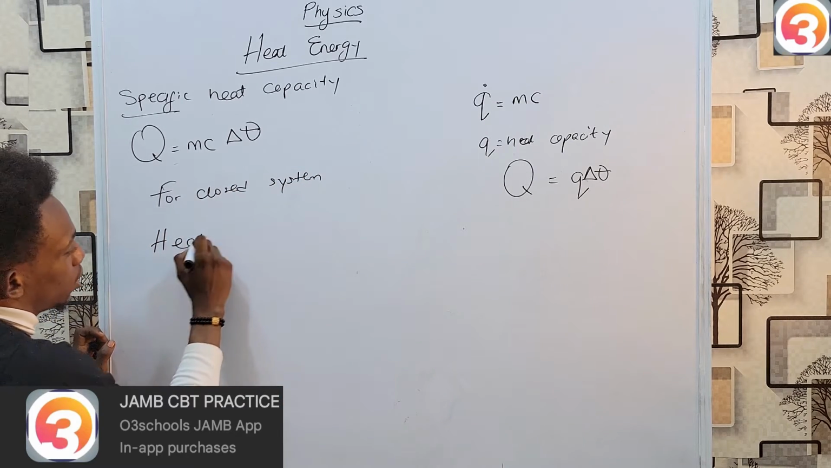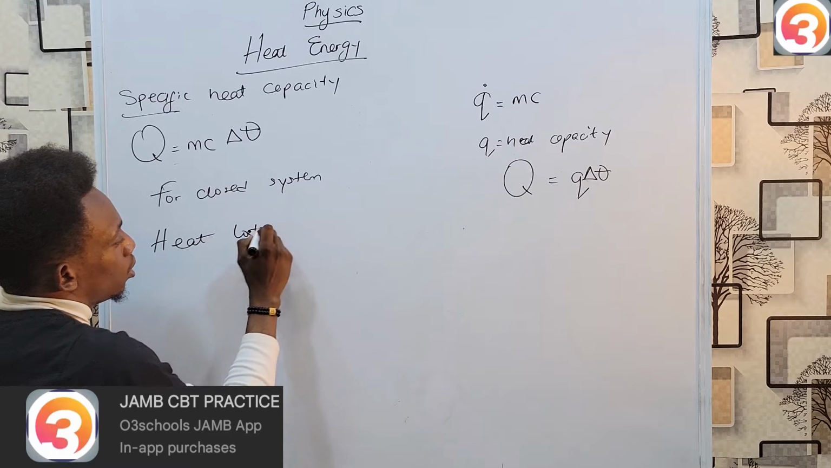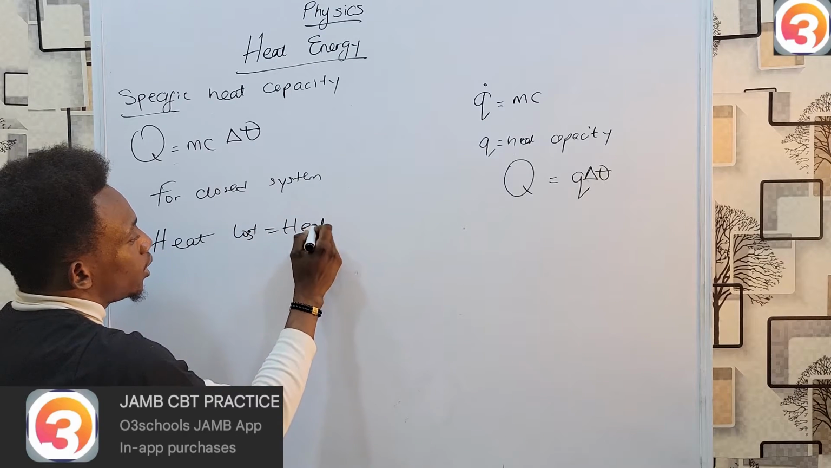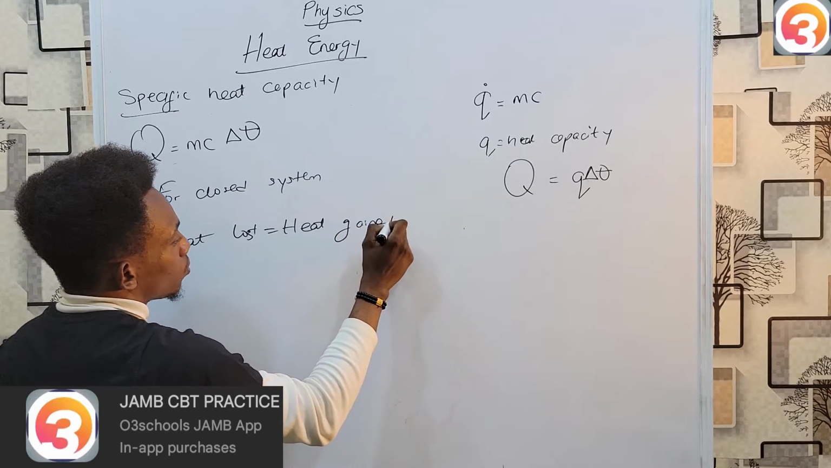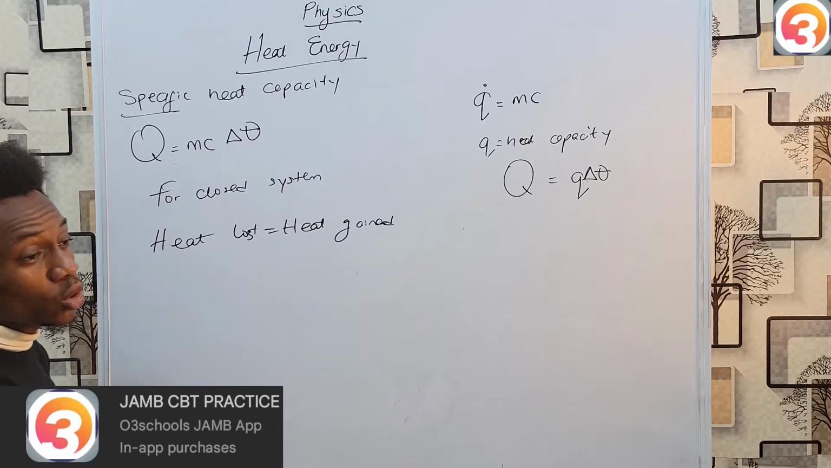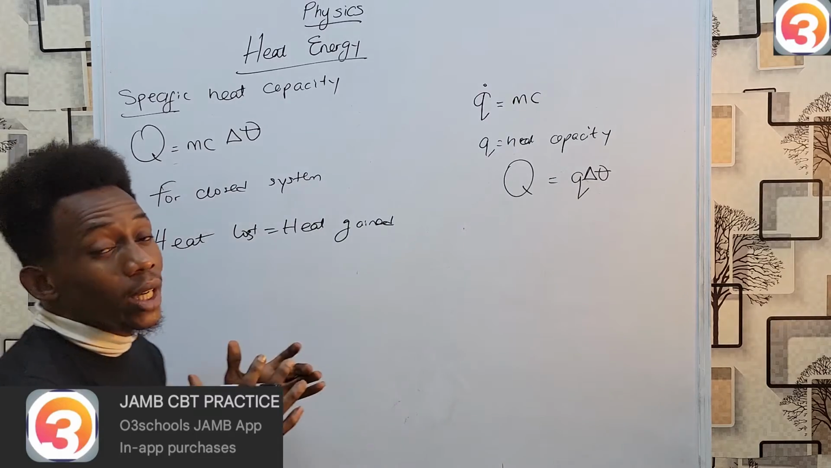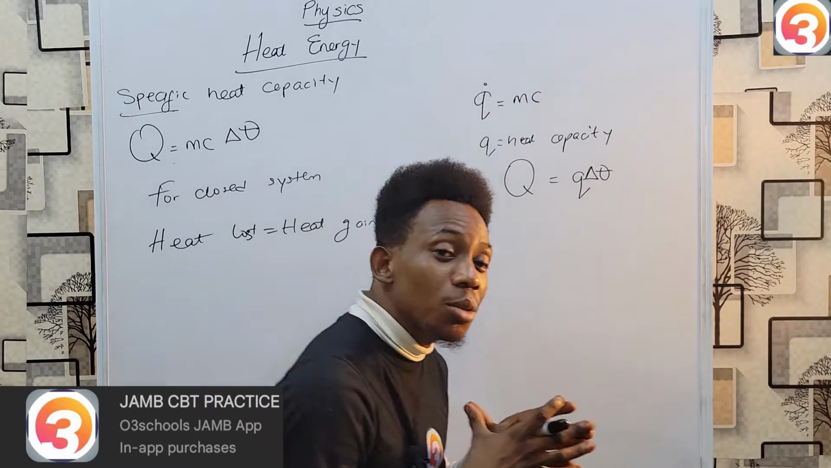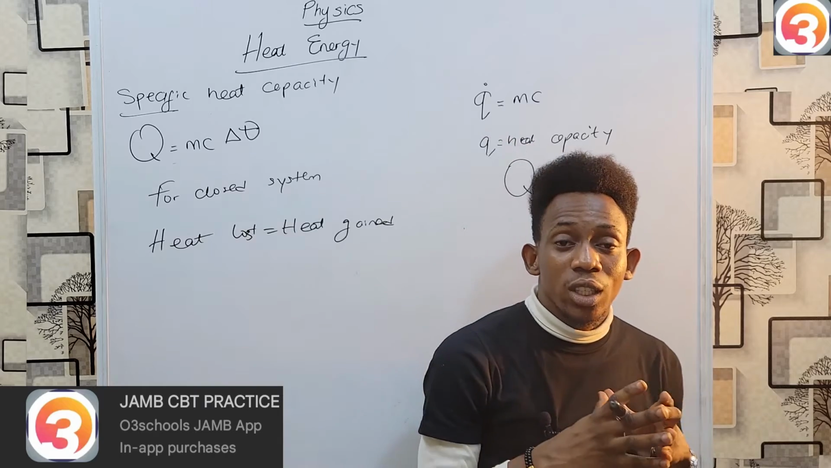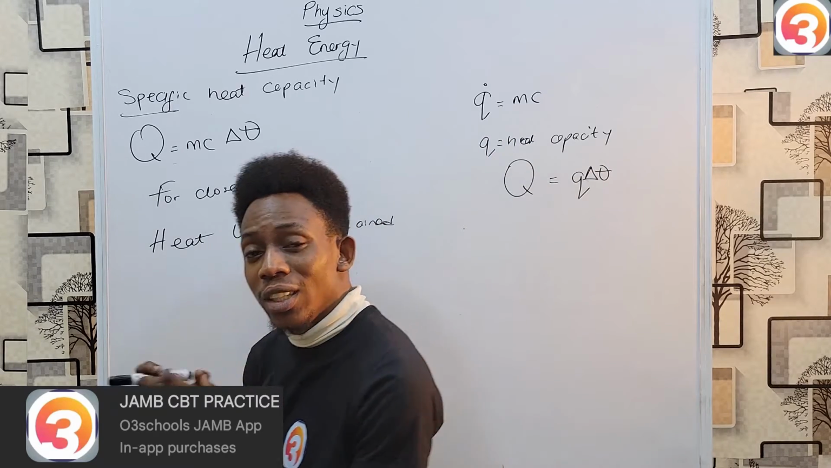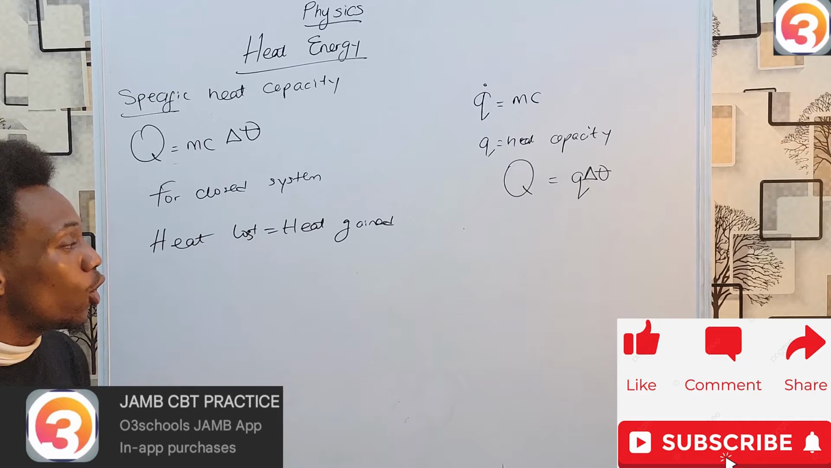which indicates that for a closed system, heat loss must be equal to heat gained. Now we have to say the system was closed to indicate that this energy is not escaping. As long as all the energy remains within a particular system, if one object is losing heat, that heat isn't disappearing, it's being gained by another object.